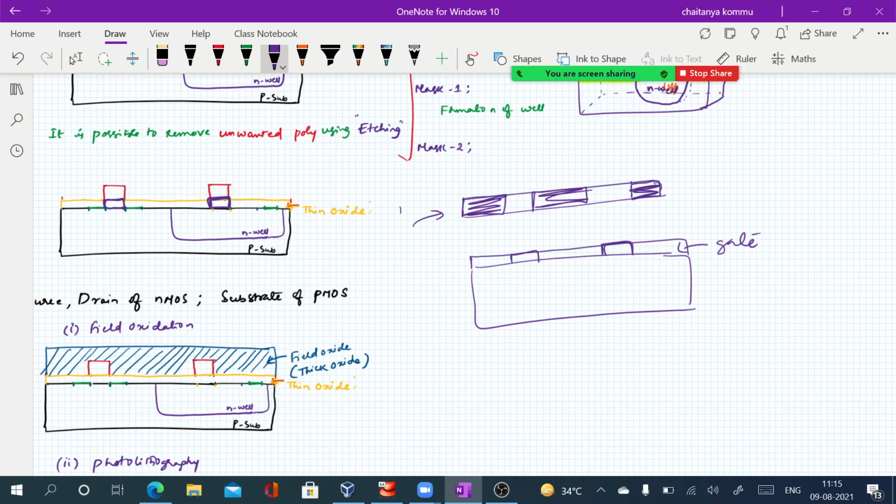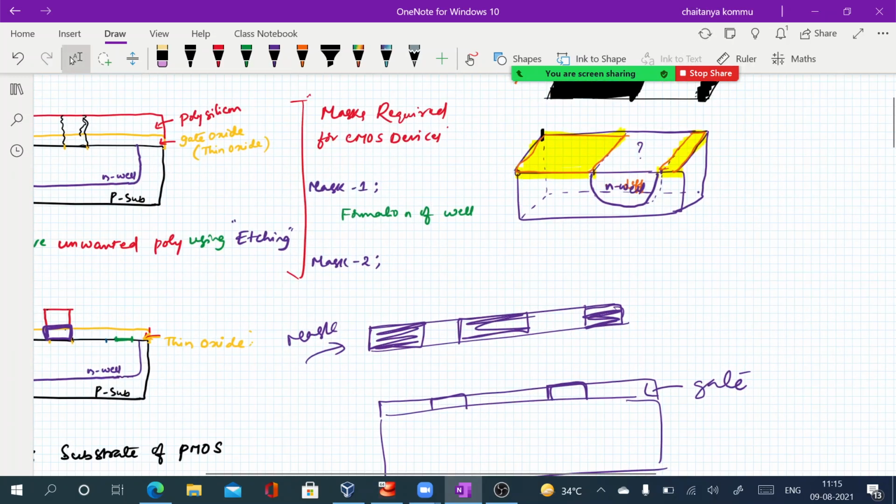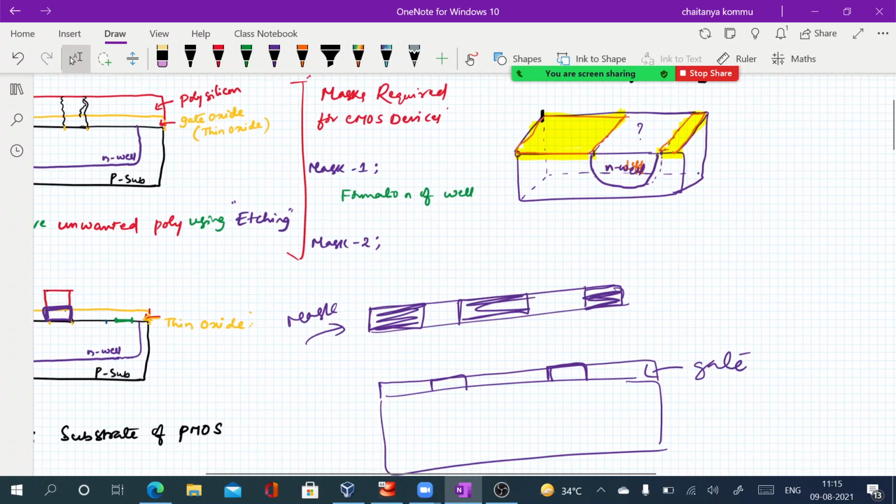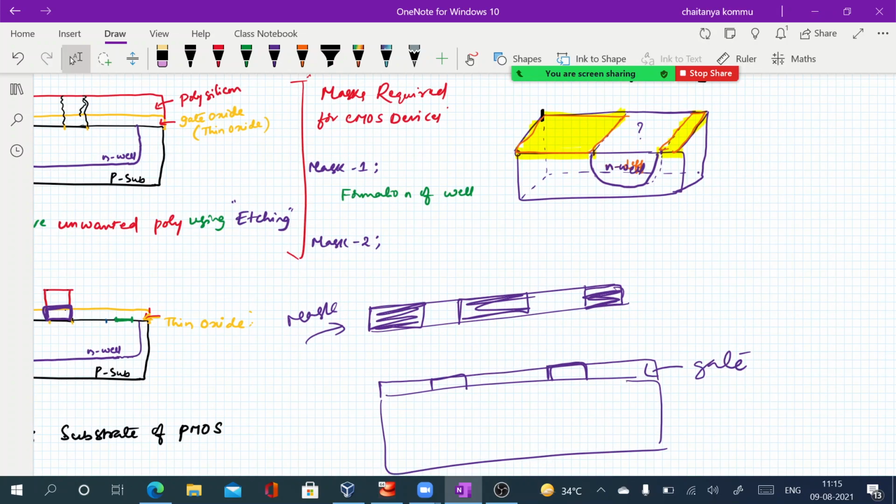So this is another mask. Do you agree with me? Is it clear to all of you? What do you mean by mask here exactly? Please, someone has to respond. What do you mean by mask? It's nothing but a glass plate with some patterns etched on it.